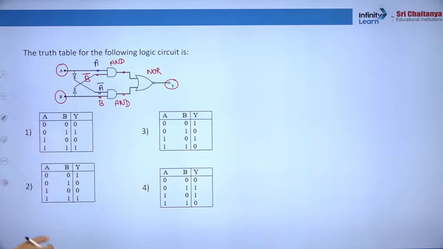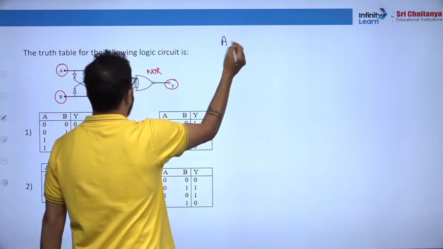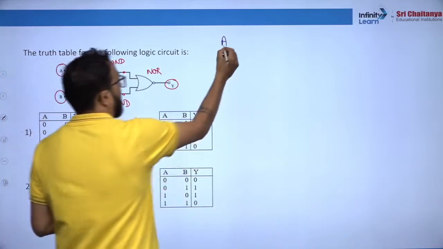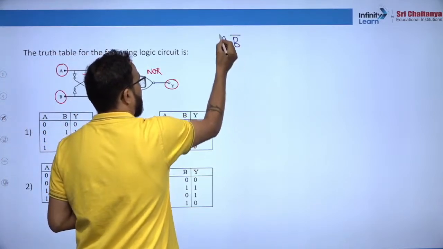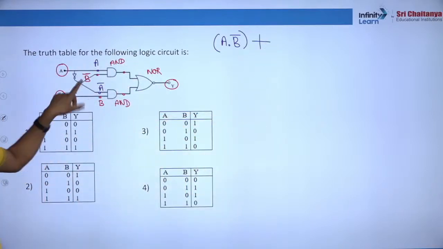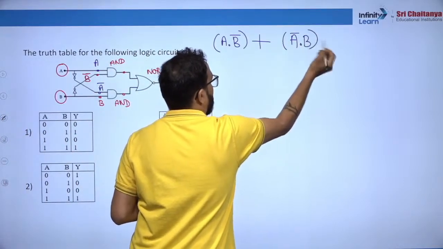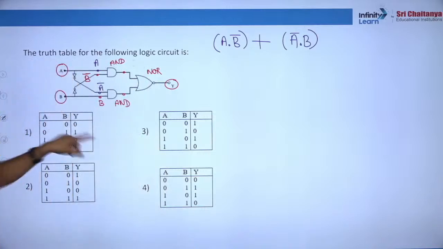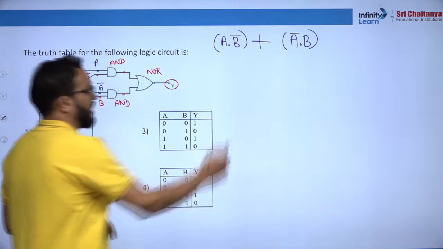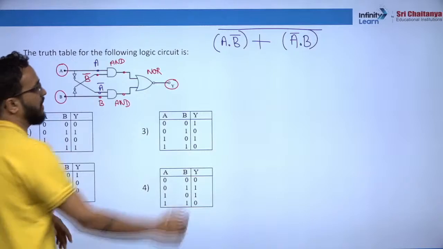Now, let's write it down. So, we will say it is actually A and B bar, which are ANDed. So, A dot B bar plus, because here it's going to be an OR operation, plus this is an AND operation, A bar dot B. So, these two results are going to give you a NOR gate. So, this is an OR gate, this is a NOR gate. Did you understand? This is a NOR gate.